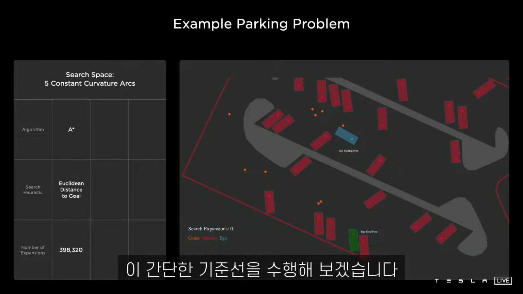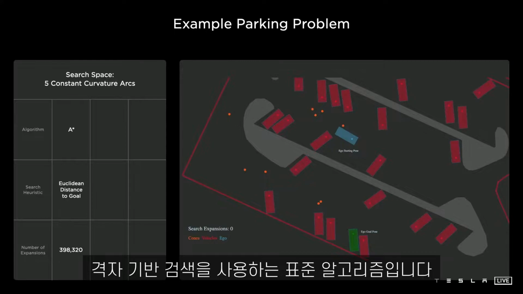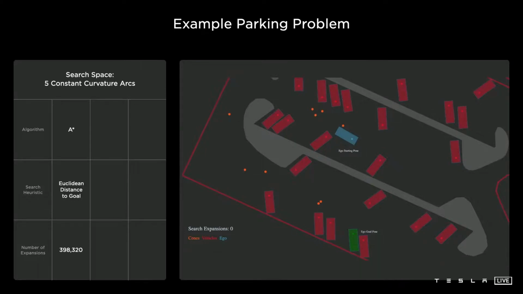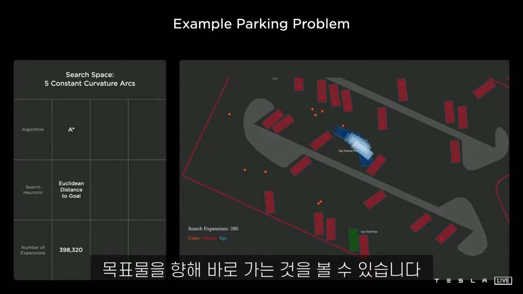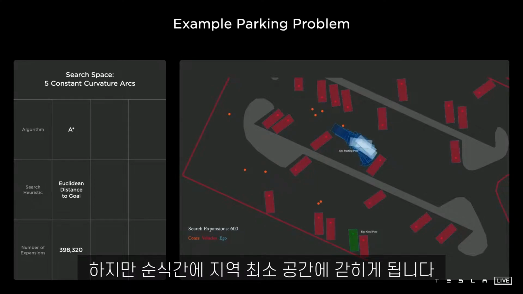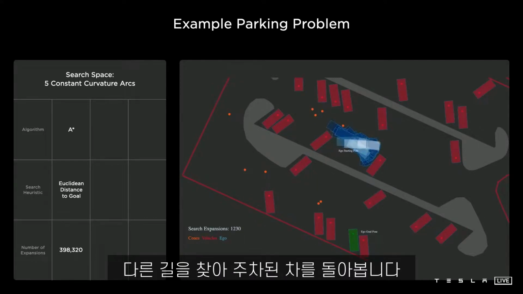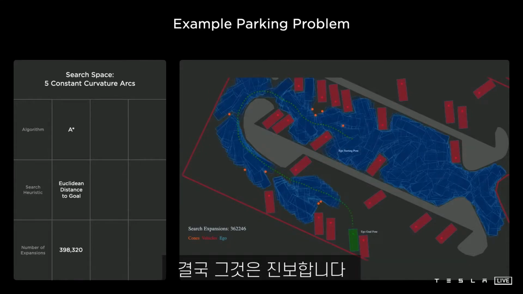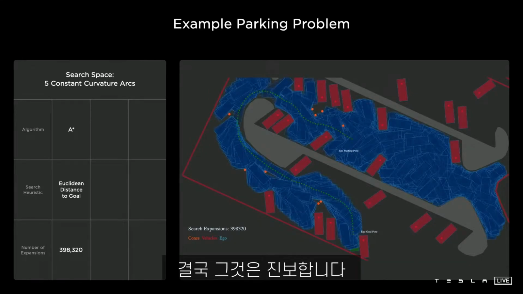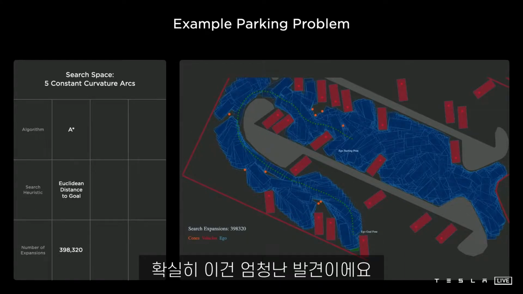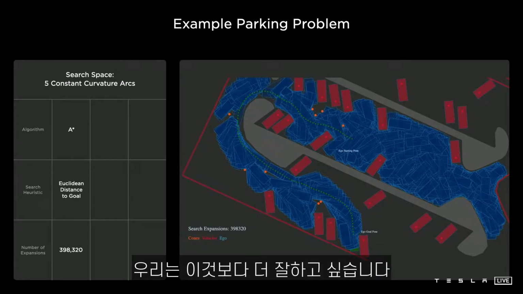Let's do the simple baseline. It's A-star, a standard algorithm that uses a lattice space search. And the heuristic here is the Euclidean distance to the goal. So you can see that it directly shoots towards the goal, but very quickly gets trapped in a local minimum. And it backtracks from there, and then searches a different path to try to go around this parked car. Eventually, it makes progress and gets to the goal, but it ends up using 400,000 nodes to do this. Obviously, this is a terrible heuristic. We want to do better than this.